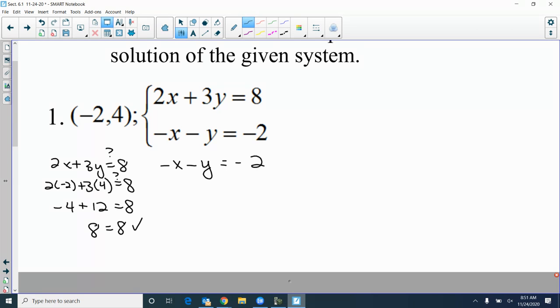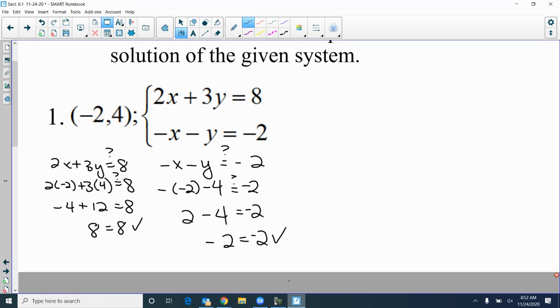Watch your negatives here. This negative in front of the x has to stay. And when I plug in x, I have to plug in the actual number, which is -2. So it becomes -(-2) - 4 equals 2 minus 4, because a minus a negative is plus 2. Well, what's 2 minus 4? It's -2. So I get -2 on the left-hand side, but what's on the right-hand side? It's -2. So yes, we're good, because I keep forgetting to put my negative down.